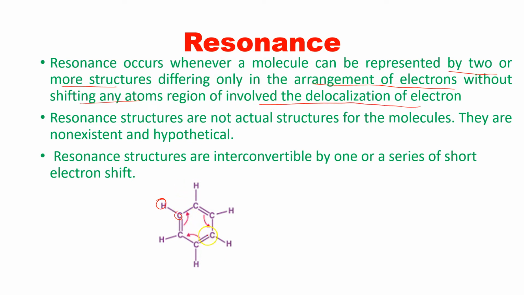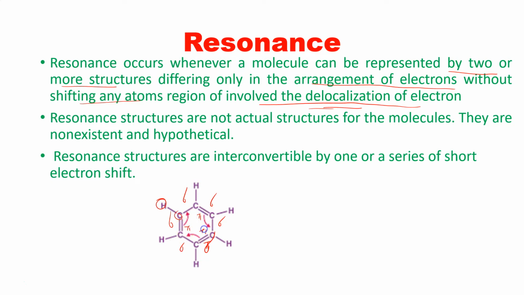Delocalization means there is a movement of electrons, and localized electrons means there is no movement of electrons. Here there are some sigma bonds and some pi bonds between carbon and carbon. All the single bonds are sigma bonds between carbon and carbon, and all the double bonds are pi bonds.